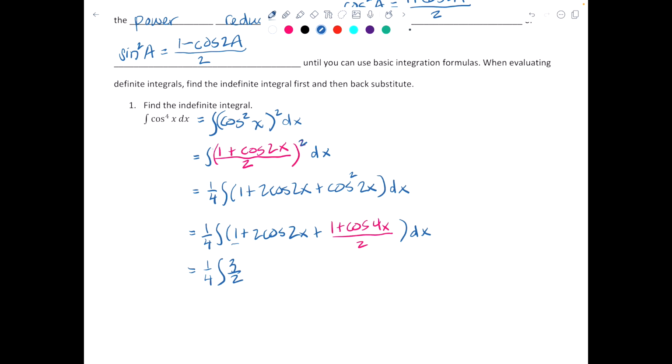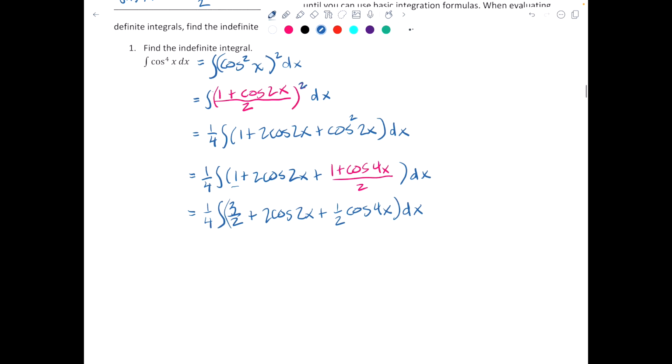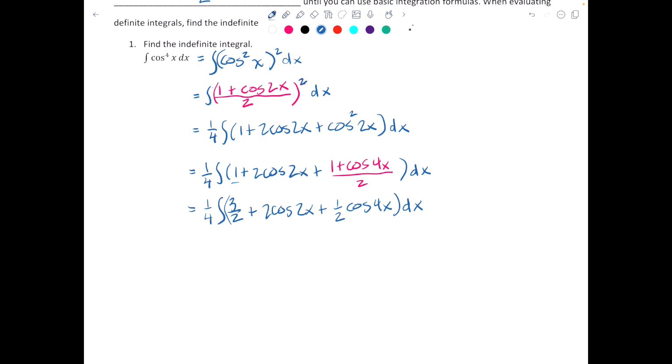And then we'll have plus 2 cosine 2x plus 1/2 cosine 4x with respect to x. Okay, so let's work through it.